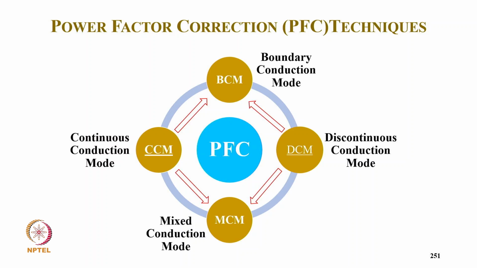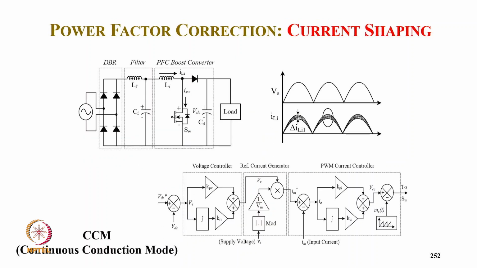So we can operate in boundary conduction mode, discontinuous mode, mixed mode, or continuous conduction mode. All these 4 modes are possible for your DC-DC power factor correction converter. So this is typically power factor current shaping. Normally in this boost converter, we have a small ripple filter LF, CF, and then a PFC boost converter with inductor Li, and typically a MOSFET and diode.